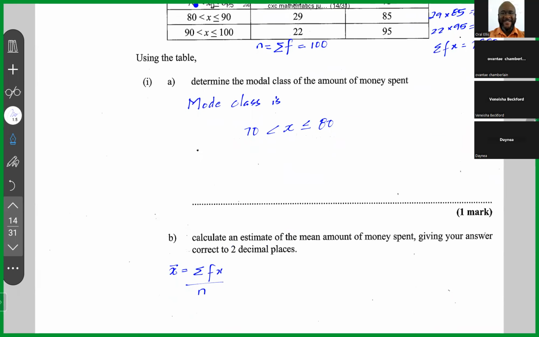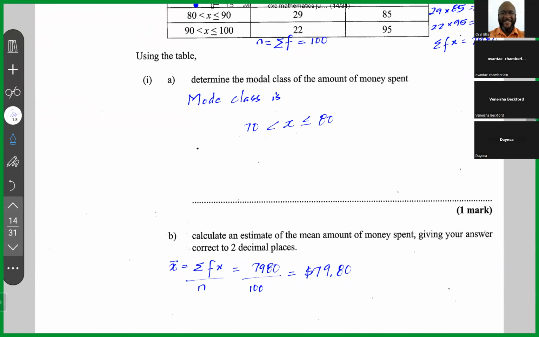So it means that the mean x bar is equal to the sum of fx, which is 7,980, divided by n, which is 100. The mean, the average amount of money that a student spends on data for their cell phone per week, is $79.80. The mean is $79.80.